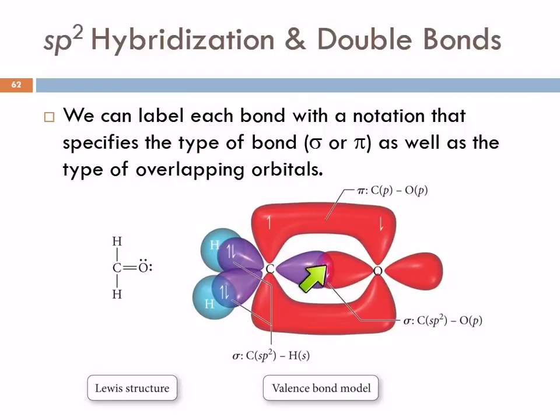This is a sigma bond, right here, end-to-end overlap. So this is sigma. This is the overlap between sp2 on the carbon and p on the oxygen. And then these bonds are also sigma bonds, overlap between sp2 on the carbon and s on the hydrogen.